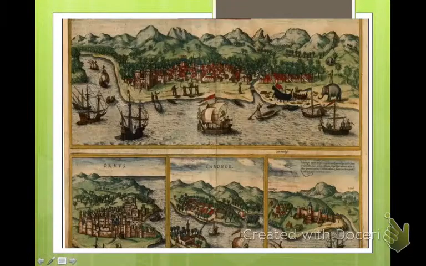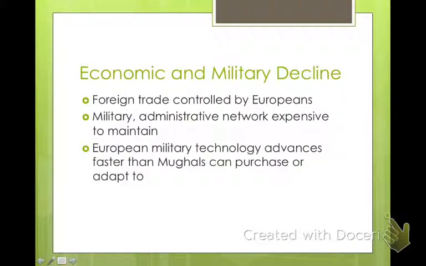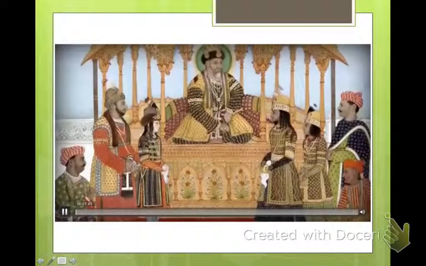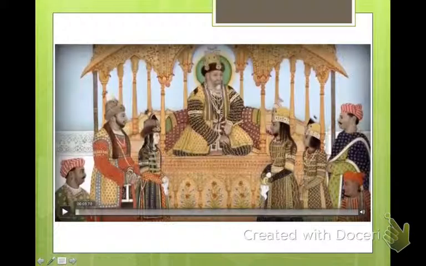Hold on one second. We will go back to that. Sorry. So the Mughals were Muslims who created an empire. Find this. Sorry.